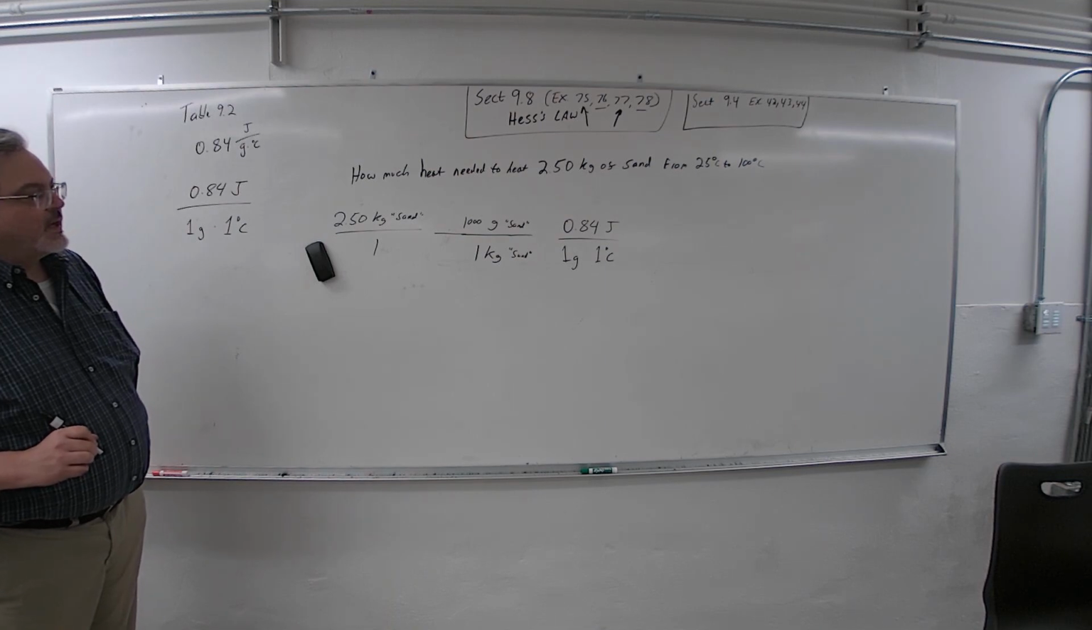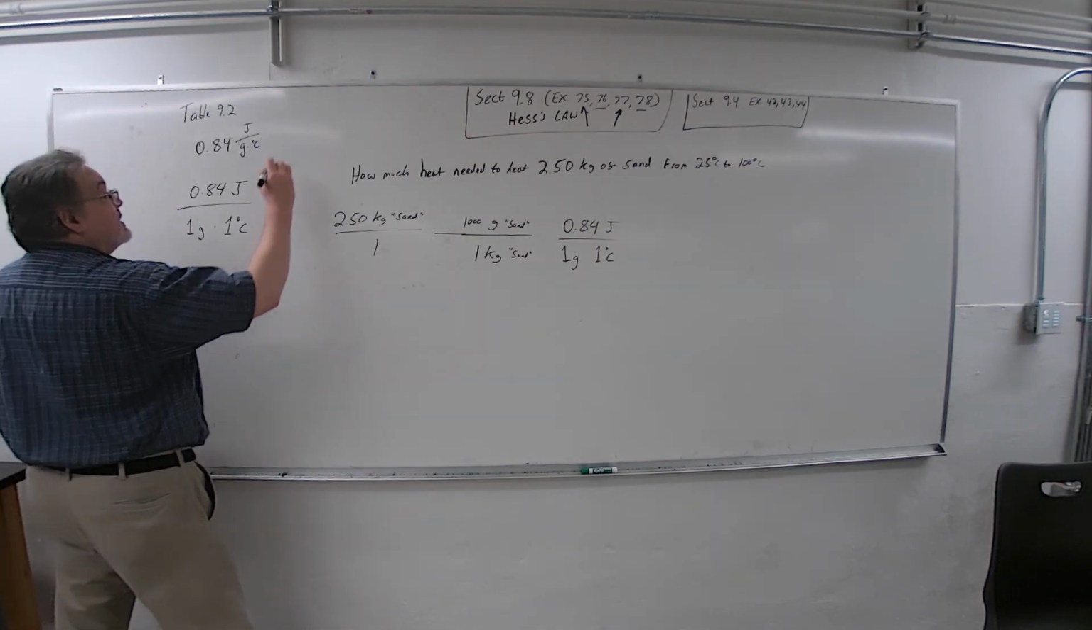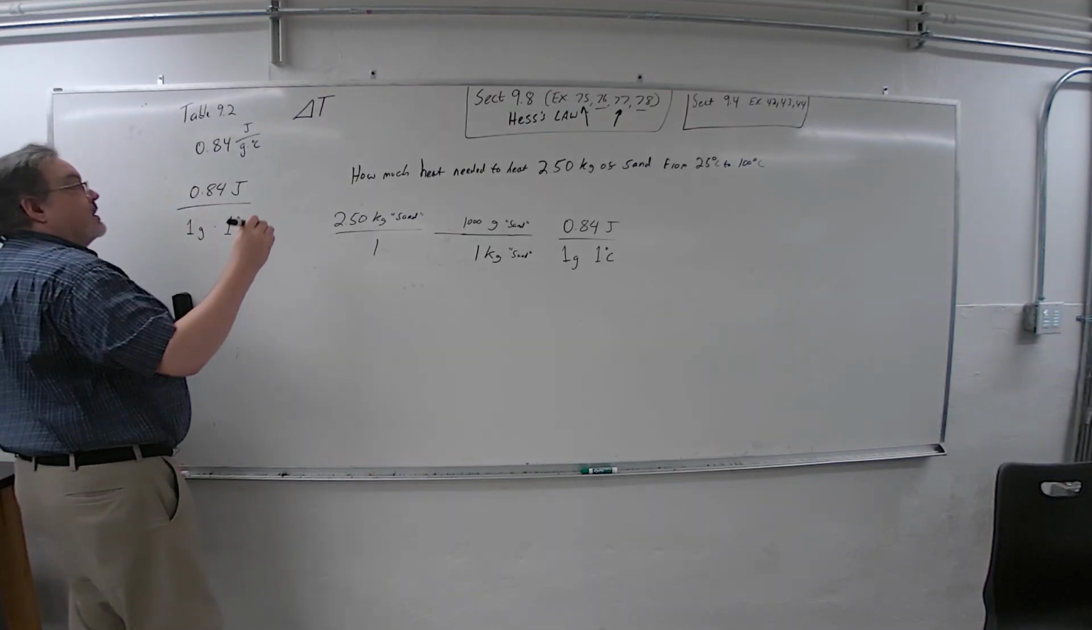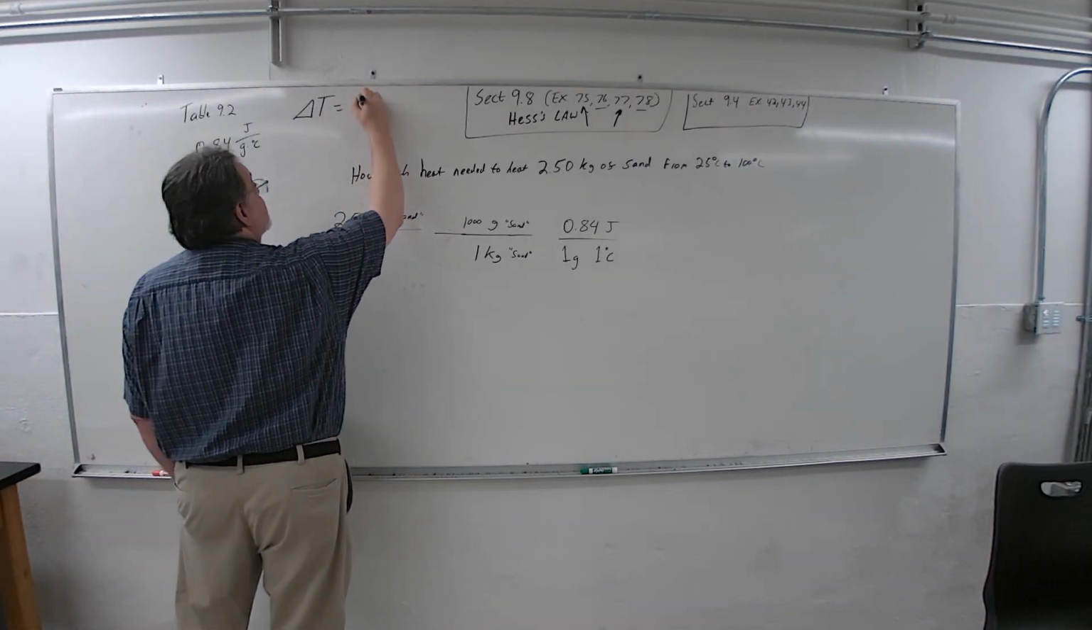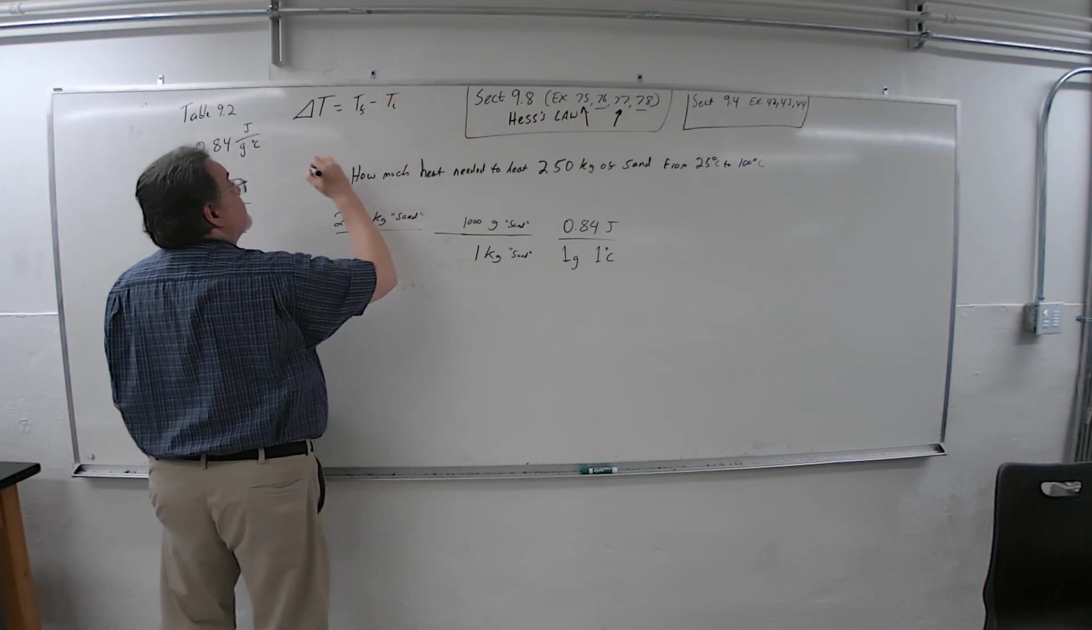Maybe I should do the delta. No, that's fine, I'll just do it. Okay, we need delta T, the change in temperature. Delta T is temperature final minus temperature initial.